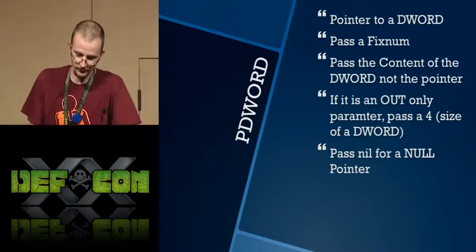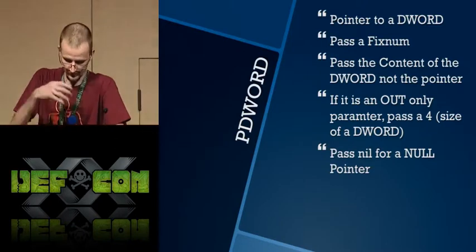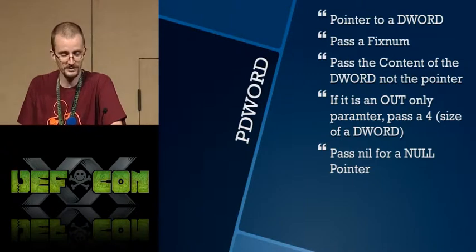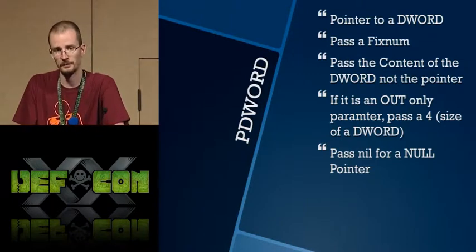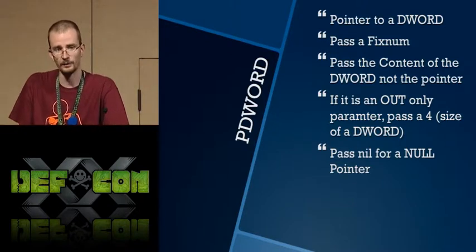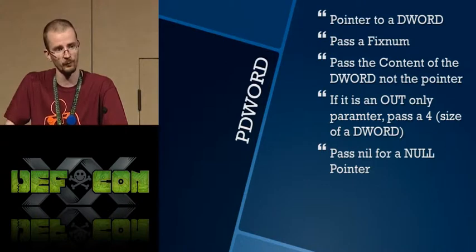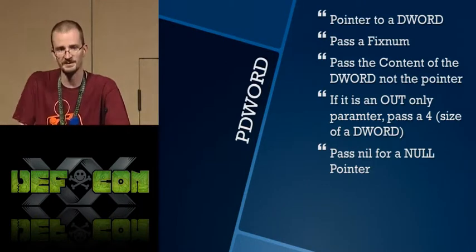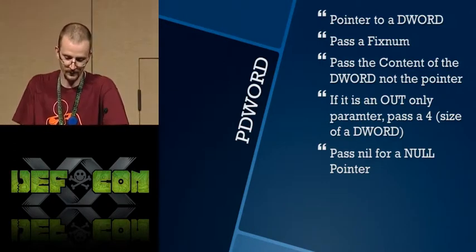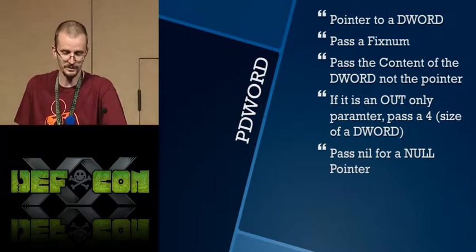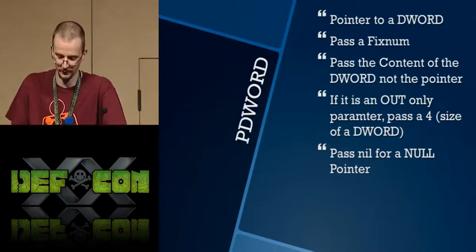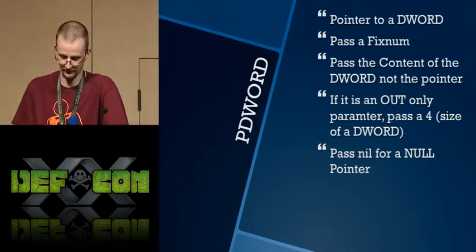We have the PDWORD, which is a pointer to a DWORD. You pass it as a Fixnum in Ruby. And when you're passing it into the parameter for the function call, you pass in the content, and Railgun will handle the actual referencing for you on the back end. So you just basically pass in the data and don't worry about the fact that it's a pointer. The only kind of weird thing is if it's an out parameter, then you just pass it a 4, because that's the size of a DWORD, and so it's the size of a pointer. And if you need a null pointer for any reason, you can just pass it nil.